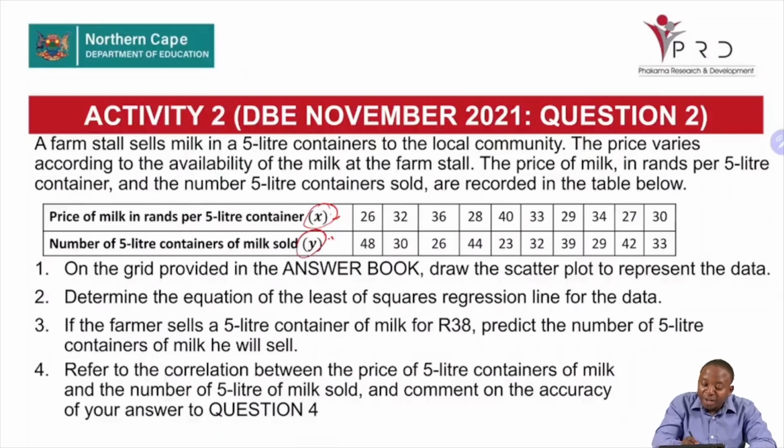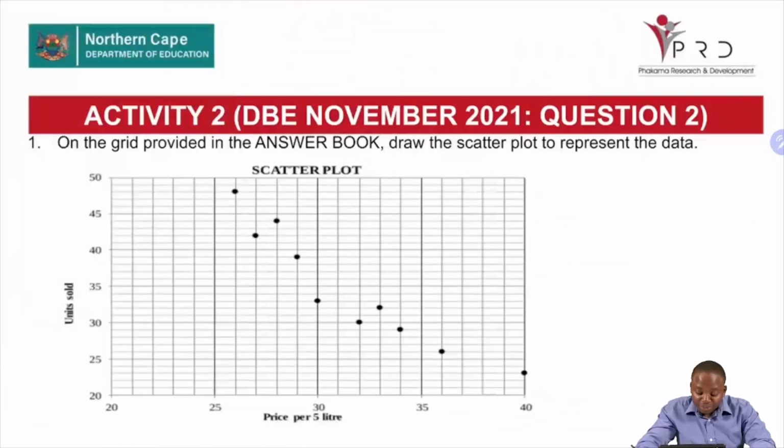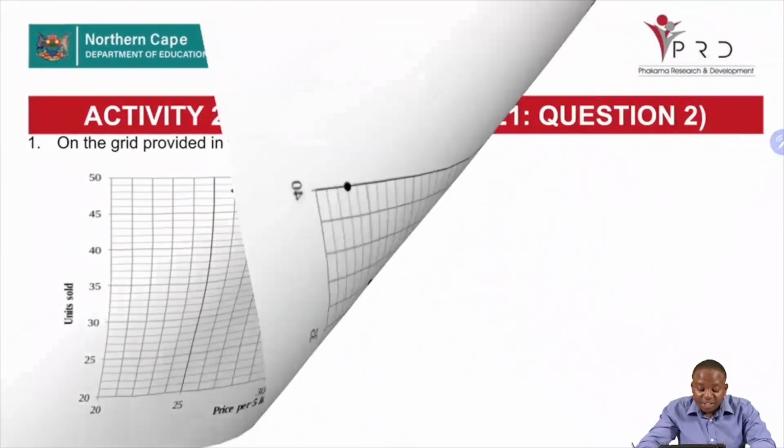This was a November paper in 2021, so it is our exemplar. What we have in this case, you can see we have the X values there and we have our Y values. What are we doing in this case? On the provided grid in the answer book, draw the scatter plot to represent the data. So this is how the grid will look in our answer book, and this is how you draw the scatter plot from the whole of that table.